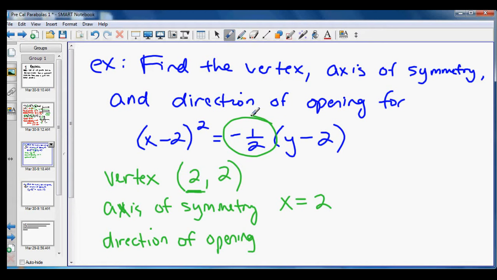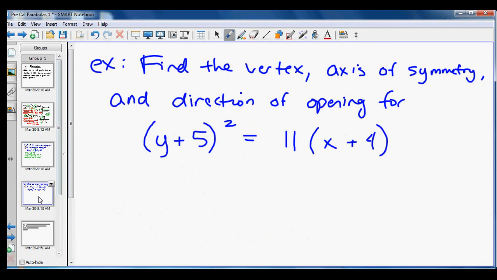Okay, let's look at one where the y is being squared. Same instructions as before, trying to find the vertex, the axis of symmetry, and the direction of opening. We know this one is going to be horizontal, meaning it's either open to the left or open to the right, because the y is what's being squared.